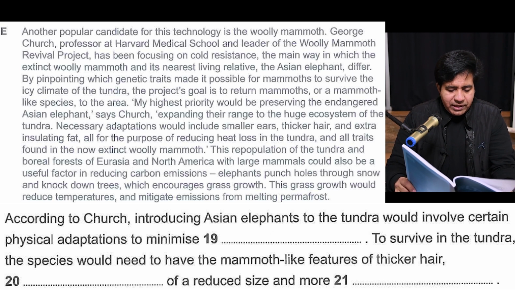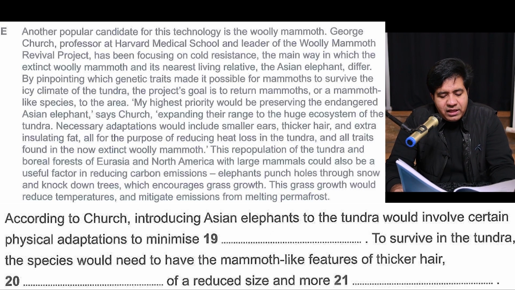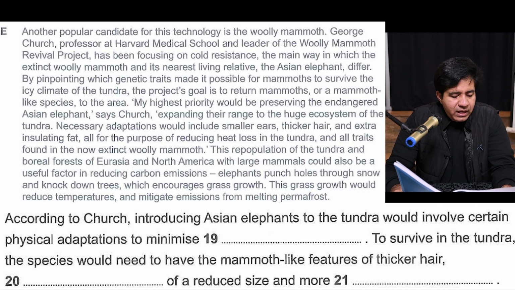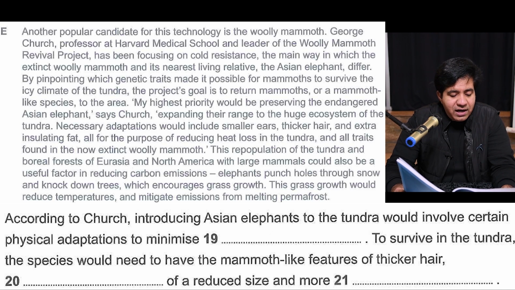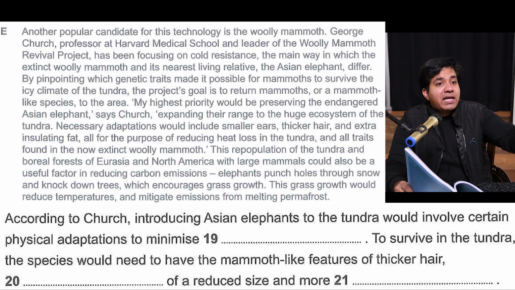To survive in the tundra, the species would need to have the mammoth-like features of thicker hair, dash. Thicker hair, after that there is a comma. Now it's a part of body.